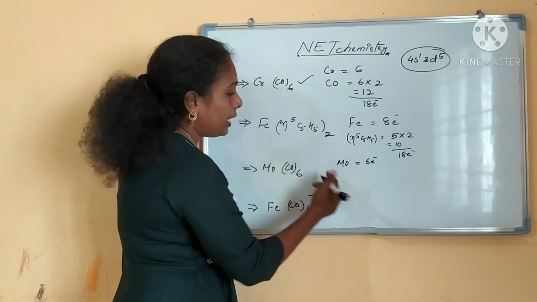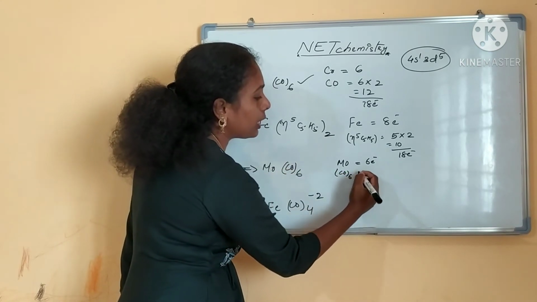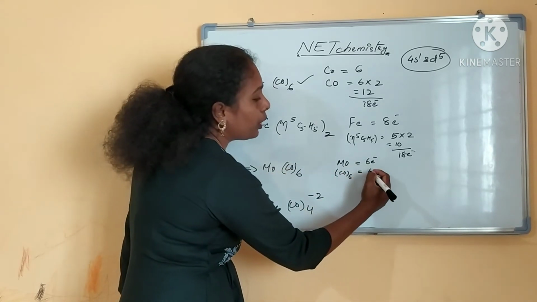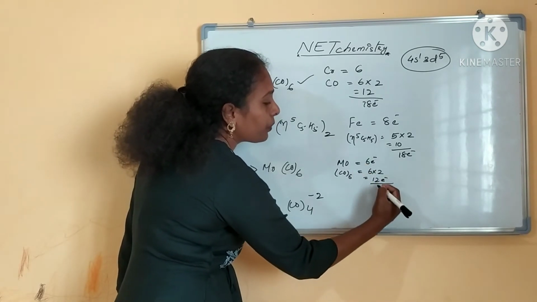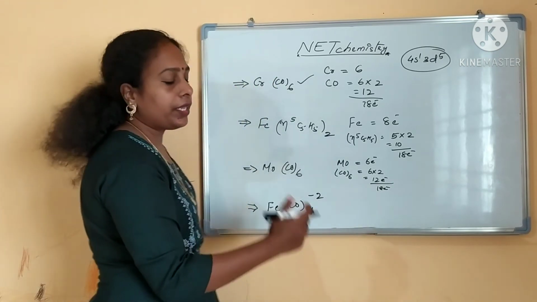6 electrons, and 6 COs are there. Each CO will give you 2 electrons. So 6 into 2 is equal to 12 electron donor. So it will be 18 electrons. This is obeying the 18 electron rule.